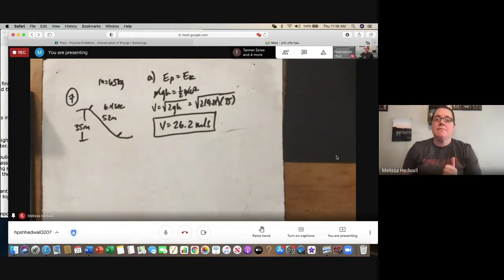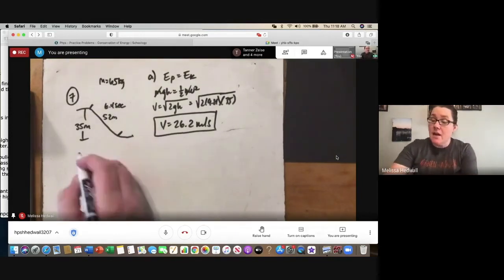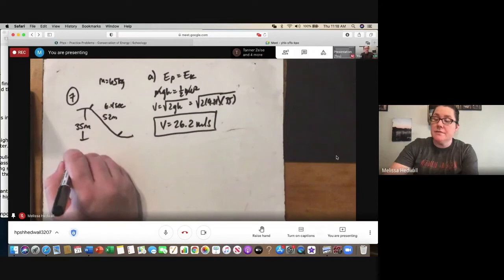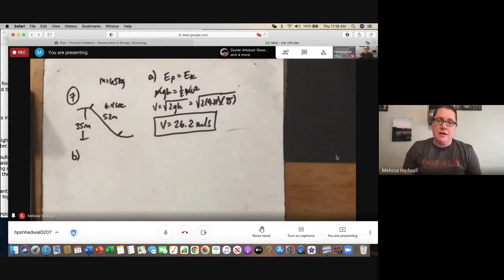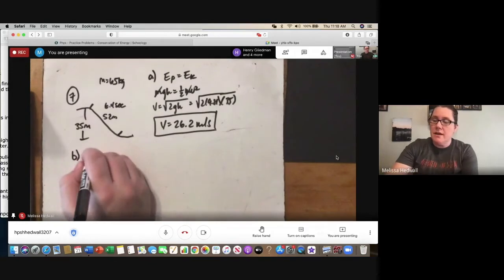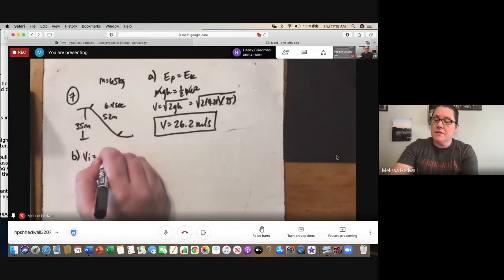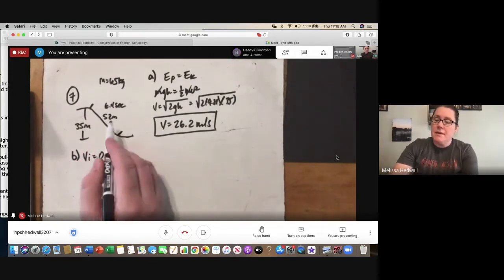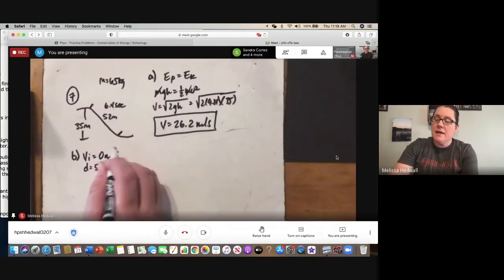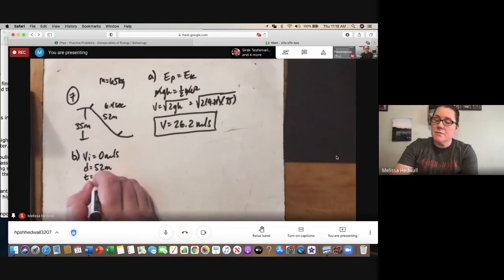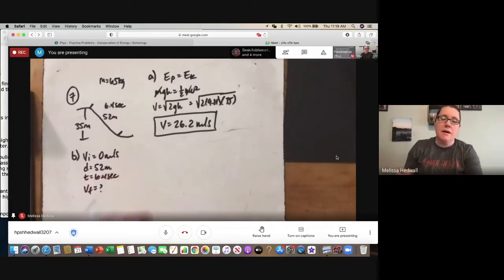That's part A. Part B says, now we know that we're going to lose some, so let's figure out what's actually going on. So we're going to say that we have an initial velocity of 0 meters per second. It tells us that we go a distance of 52 meters and a time of 6.4 seconds. And we want to know what our final velocity at the bottom is.